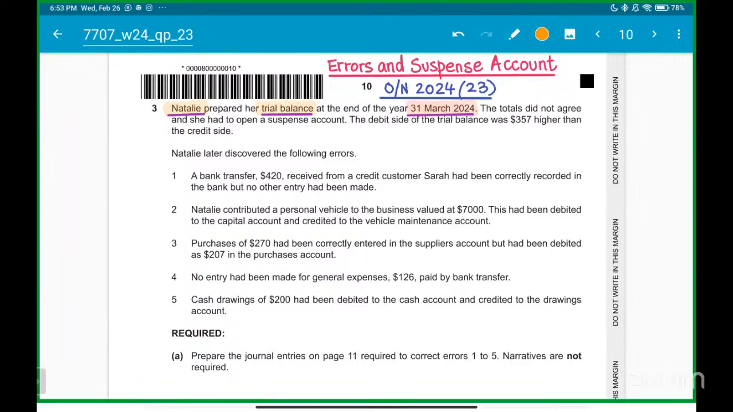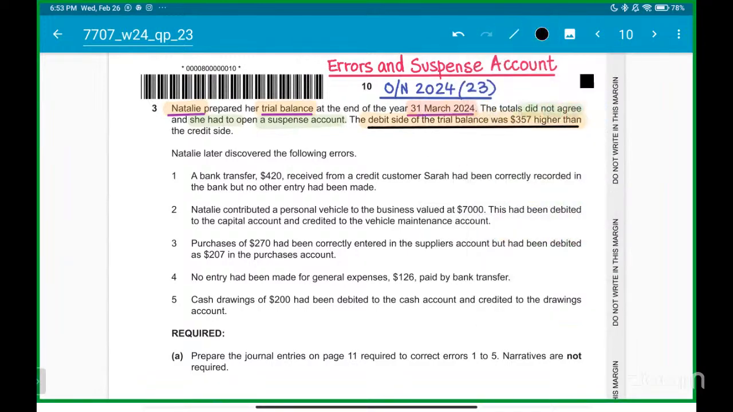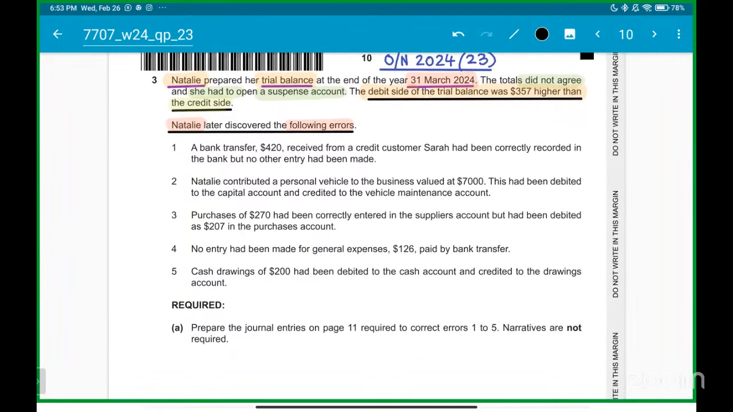What we have is simple: the totals did not agree and she had to open a suspense account. The debit side of the trial balance was $357 higher than the credit side. So that is an important understanding for the suspense account. Then she discovered some errors. The person discovered the following errors, and there are 5 errors that we have to correct.